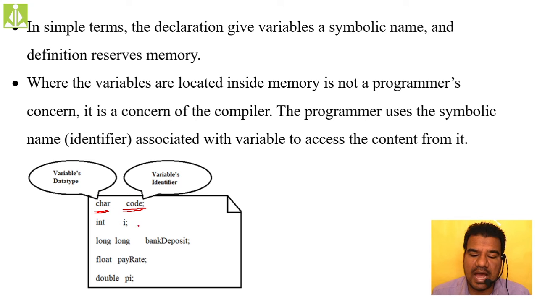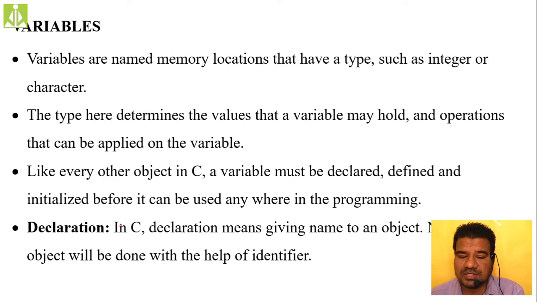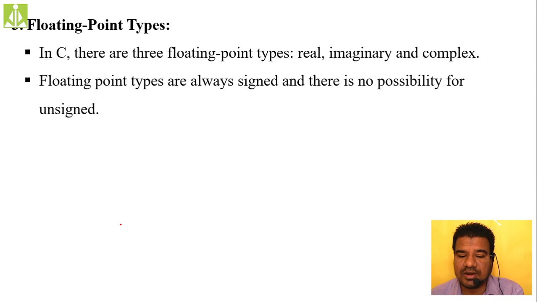Then int i: i is the name of the variable and I am going to store integer type of values into that i. How much memory will it allocate? 4 bytes if it is a 32-bit compiler, and if it is a 16-bit compiler, it will allocate 2 bytes for this integer variable. And what is my range? The range I have already shown in that table. Once again we go and see this range.